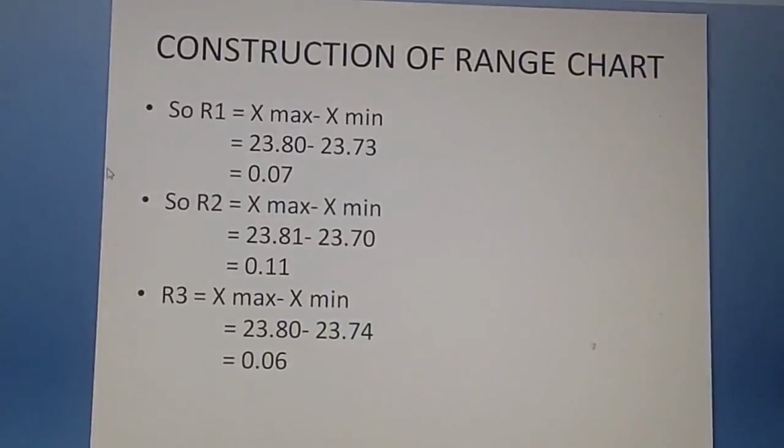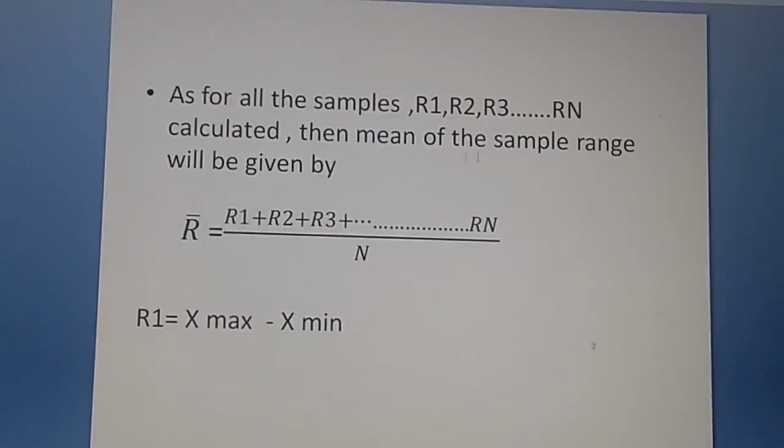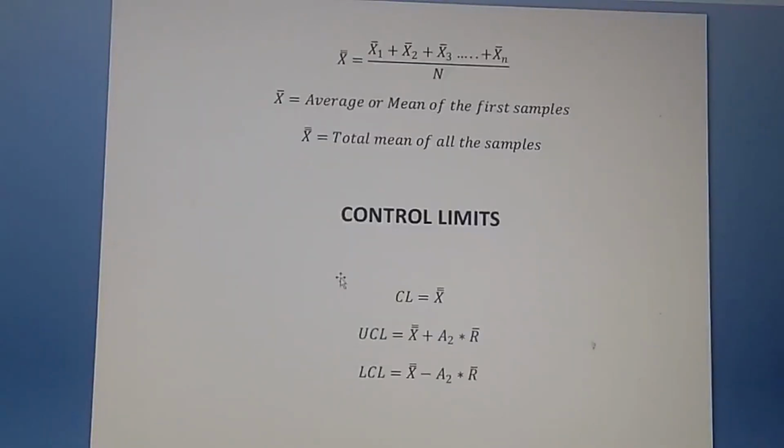First of all, we will plot the range chart, because we have seen that in the formula of the control limits for the X bar chart, there is a term R bar. So what is R bar? The mean of the sample range. R bar is first calculated by adding R1 plus R2 plus R3 up to Rn, divided by N. So we will get R bar, and this R bar will be used in the control limits formula of the X bar chart. So determination of R bar is very much essential, and we will do it first.